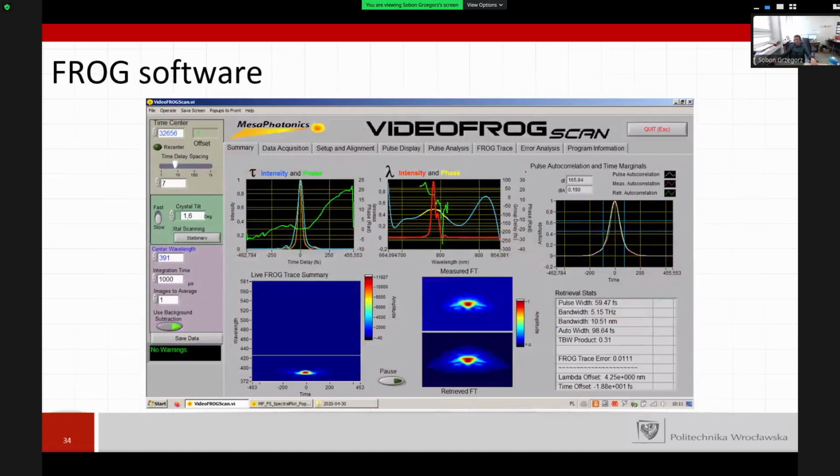Yeah, this is the example of the FROG that we have in our laboratory. So we have a FROG device that can retrieve the spectrum here, retrieve the pulse duration, and also measure these two-dimensional spectrograms. And in this example, you have a 59 femtosecond wide pulse.